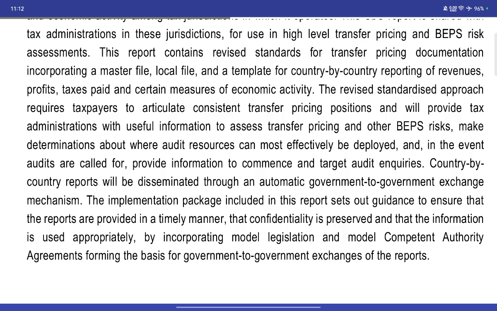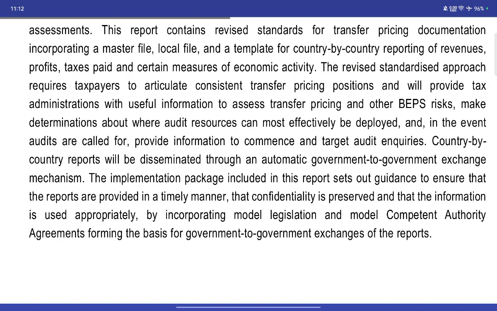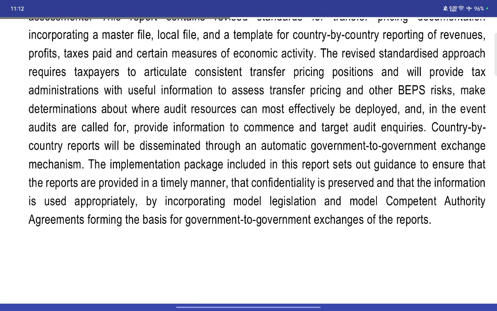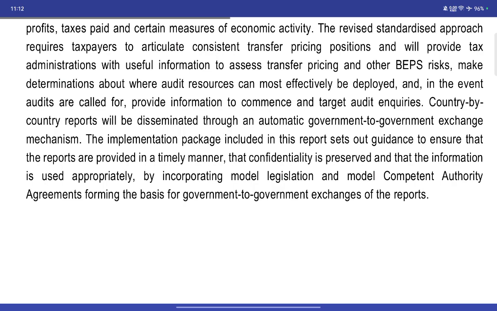The revised standards approach requires taxpayers to articulate consistent transfer pricing positions and provides tax administrations with useful information to assess transfer pricing and other BEPS risks, and to make determinations about where audit resources can most effectively be deployed. In the event an audit is called for, providing information to commence and target audit inquiries, country-by-country reports will be disseminated through the automatic government to government exchange mechanism.